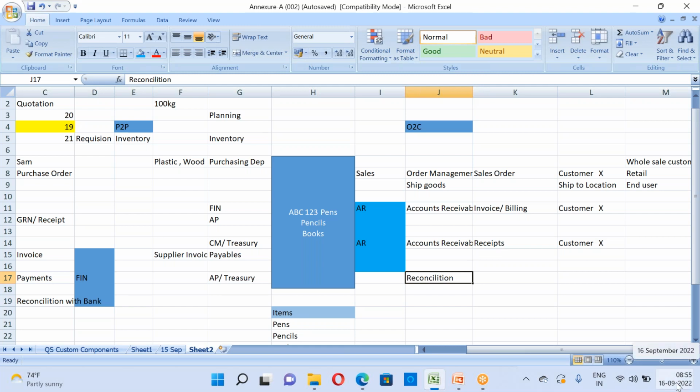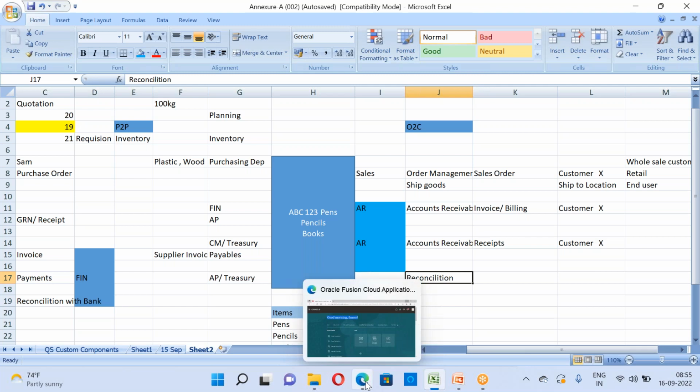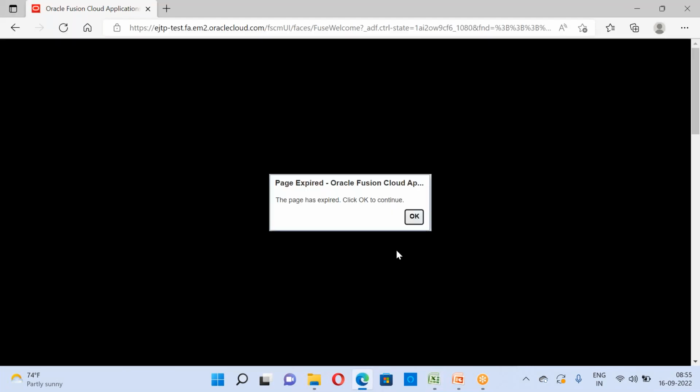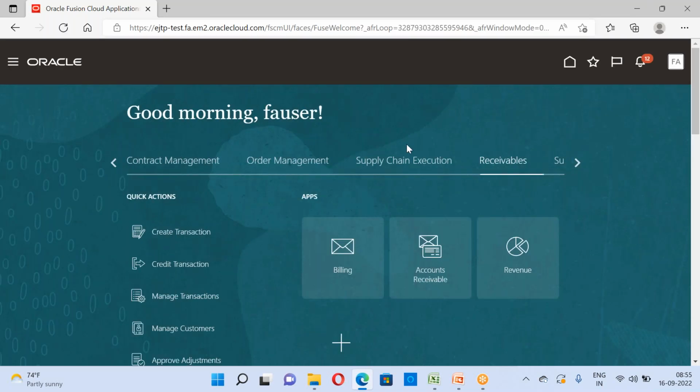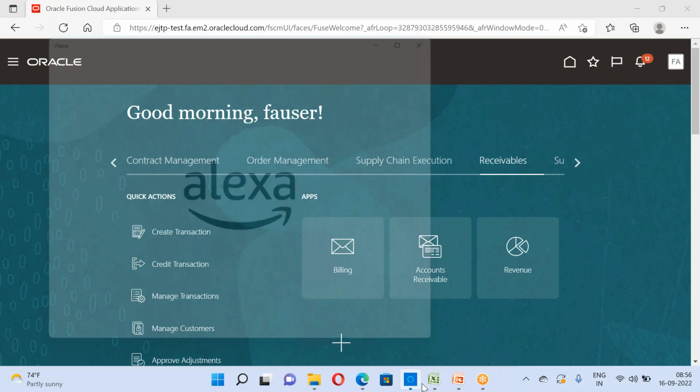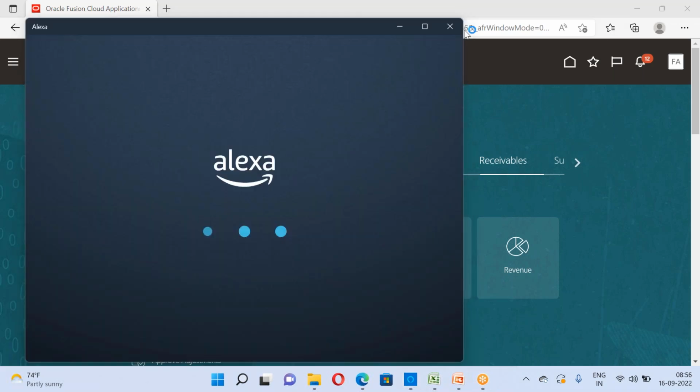Looking at the time, it is 8:55. I think we can... I have the application, but shall we go for Q&A if anyone has any questions? Because we have only 5 minutes. It takes time, so maybe in the next session we will go through the application side.